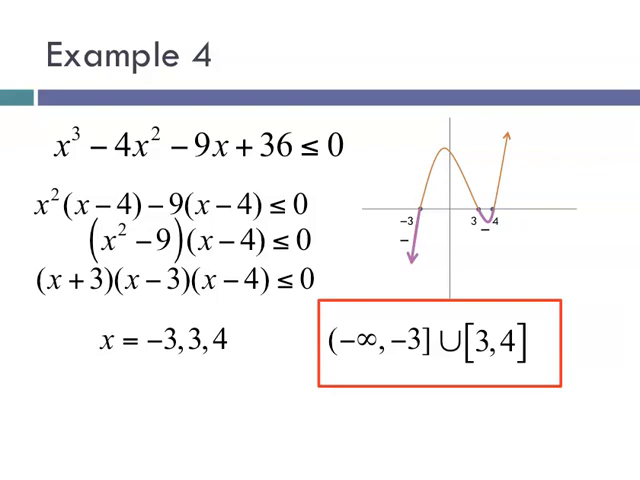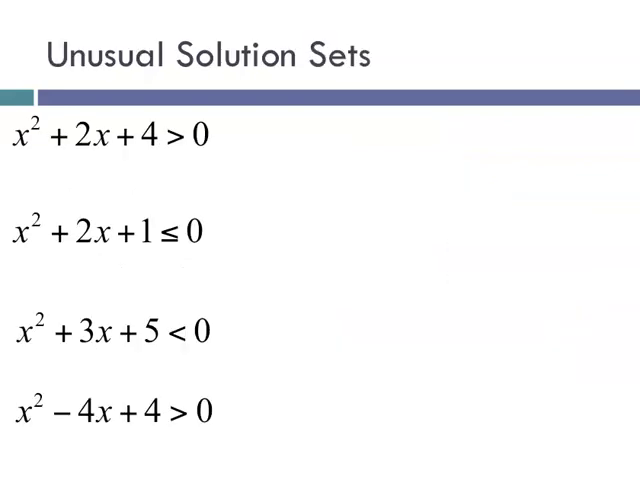All right, so now let's talk about what we might call unusual solution sets when it comes to these polynomial inequalities. So here's the first one. x squared plus 2x plus 4 is greater than 0. Now x squared plus 2x plus 4 is a quadratic, it's a parabola facing upwards, and the entire thing is above the x-axis. So for that, where is it greater than 0? Well, the whole thing is greater than 0. So in this case, we would say that our solution set is from negative infinity to infinity, or you can say all real numbers.